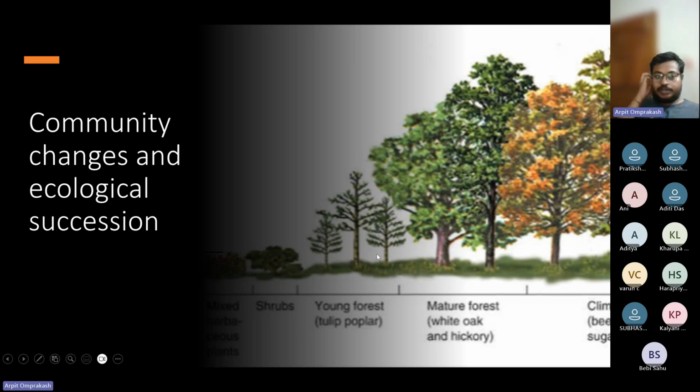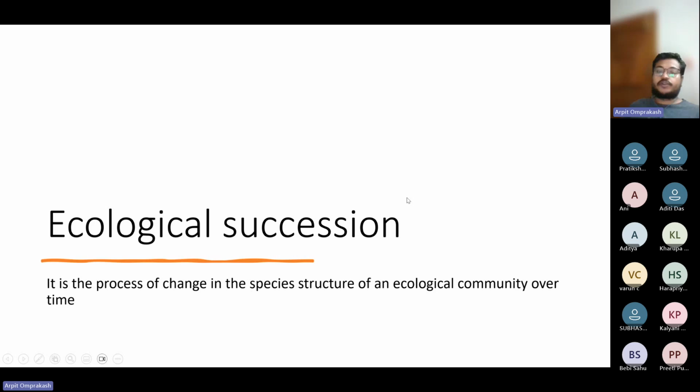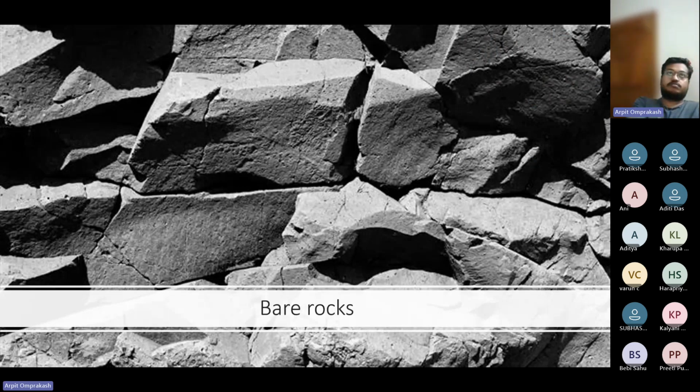So the second lecture was on community changes and ecological succession. What is ecological succession? Ecological succession is basically the process of change in the species structure of a community over time. As time passes, the species structure and the abundance of different species in a community tends to change, and that process is called ecological succession. Gradually, over time, it leads to a change in the community of the given area.